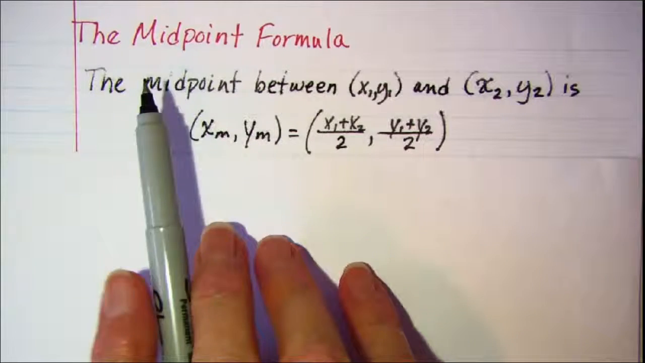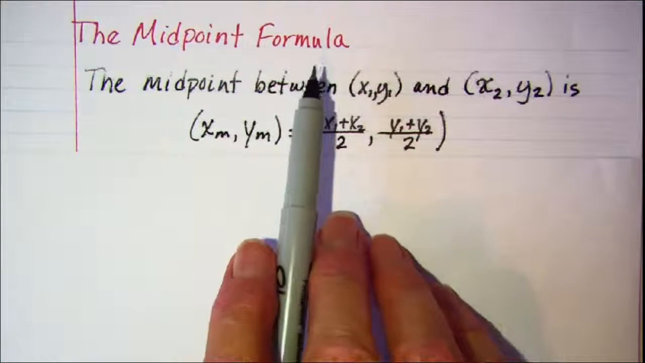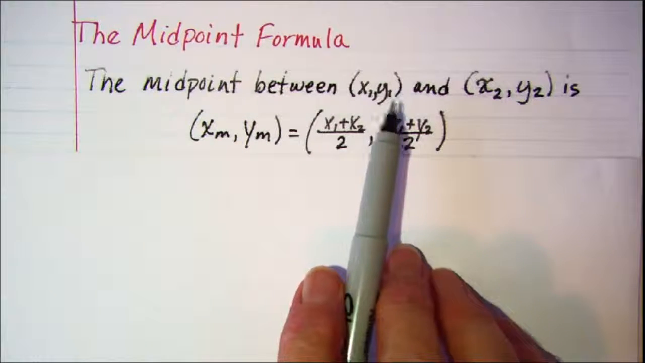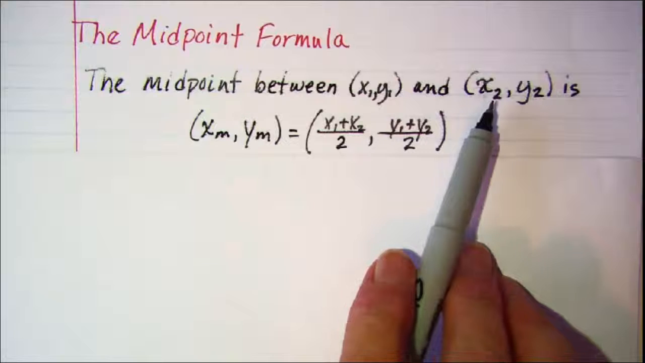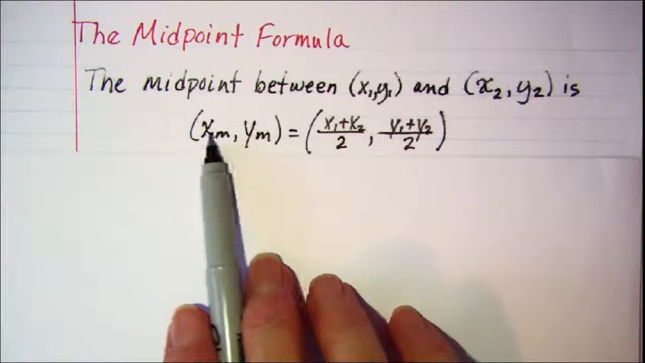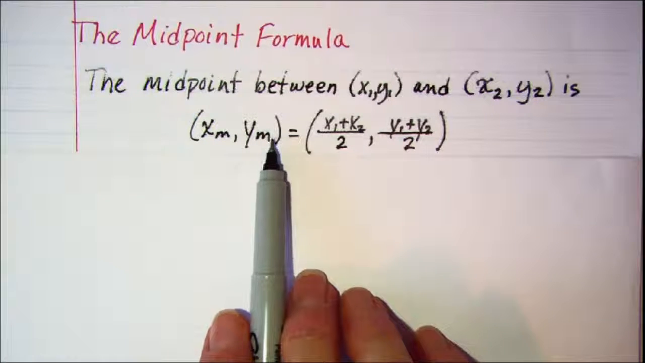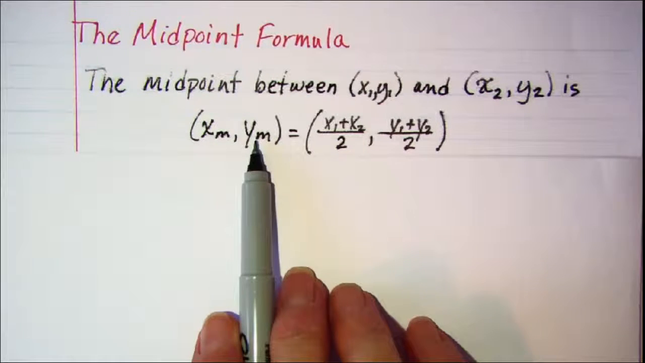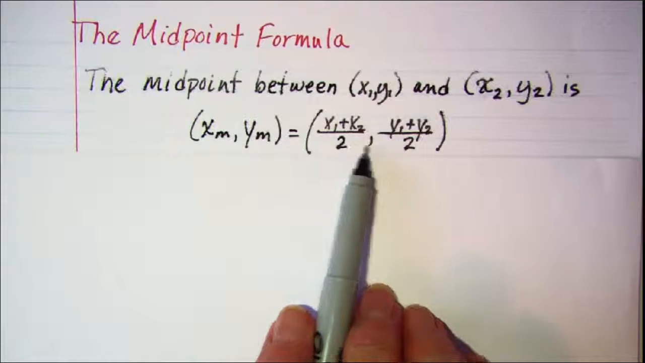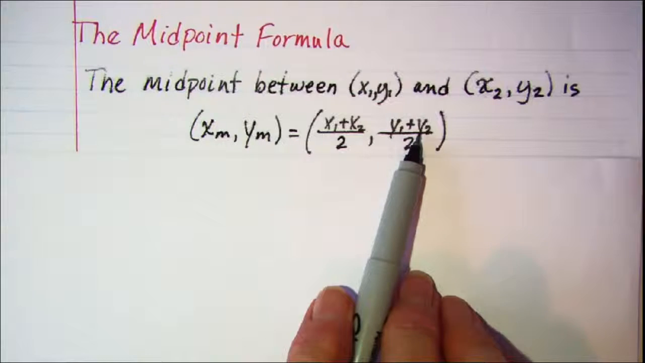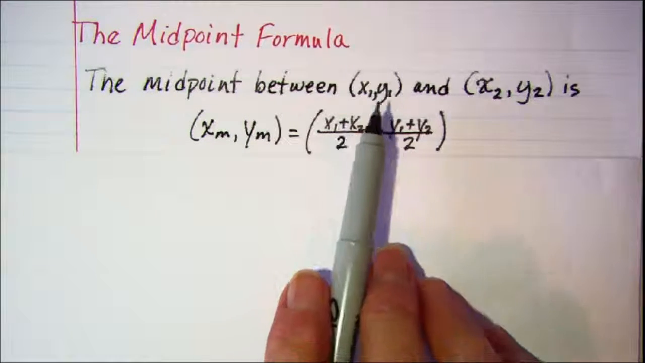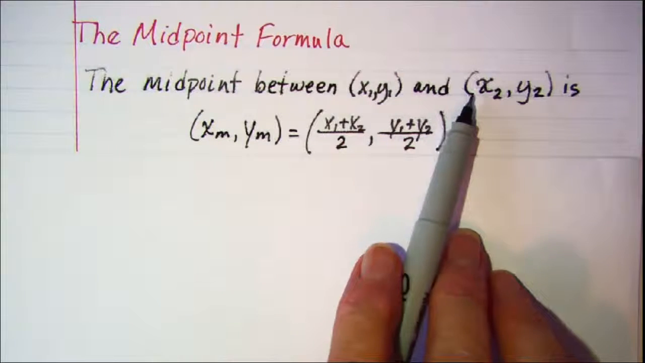In this video, we'll be using the midpoint formula to work a couple problems. The midpoint between 2 points, x1, y1, and x2, y2, is given by the formula: the midpoint x-coordinate and the midpoint y-coordinate is equal to the sum of the x-coordinates divided by 2 and the sum of the y-coordinates divided by 2.